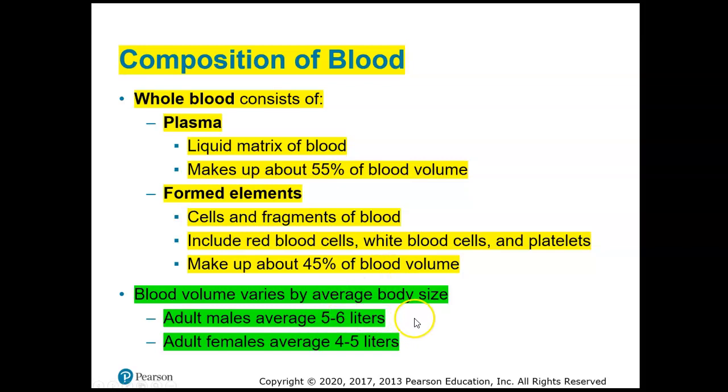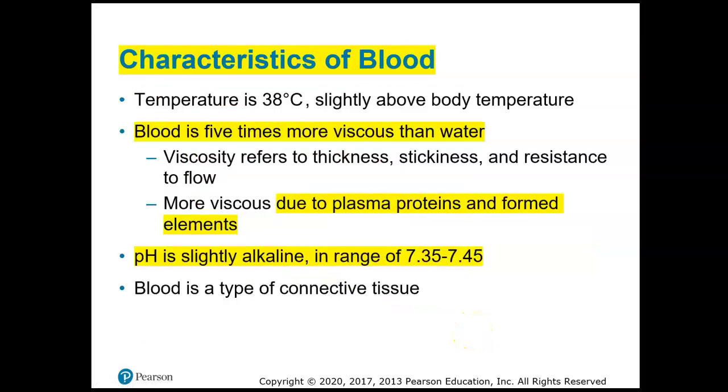Now, there is a difference in males and females, and the difference is primarily because males tend to have a larger body size than females. That's the only difference. The only reason for the difference is the difference in body size. So males tend to have between 5 to 6 liters of blood, and females tend to have 4 to 5 liters. So about 1 liter less than males on average for females.